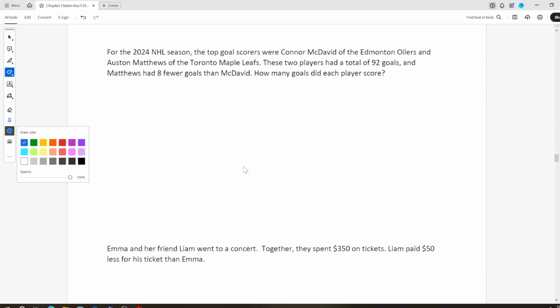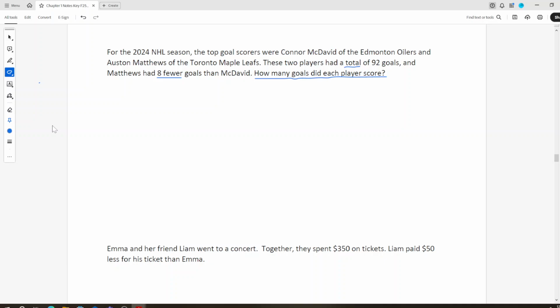For the 2024 NHL season, the top goal scorers were Connor McDavid of the Edmonton Oilers and Auston Matthews of the Toronto Maple Leafs. These two players had a total of 92 goals. Oh, look, total. And Matthews had 8 fewer goals than McDavid. How many goals did each player score?